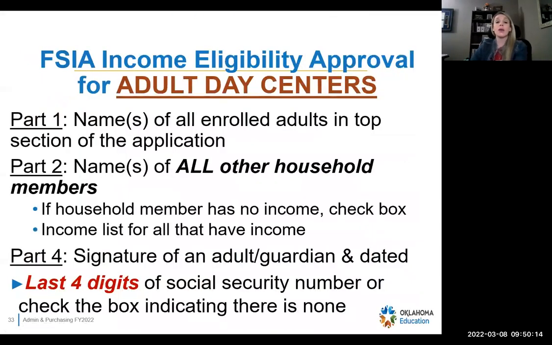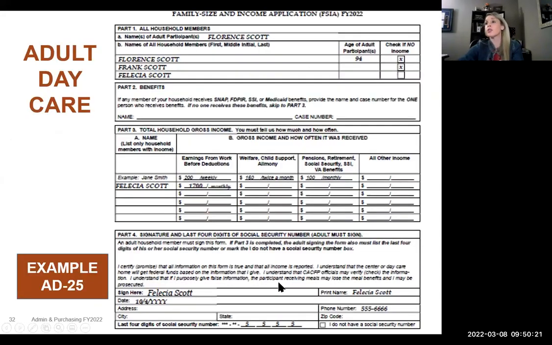If there is income, they have to put the last 4 of their social. And then again, they do have to check the box, in case you guys did forget, a lot of you did not. If they say, I don't have a social, they just mark this box. I do not have one, and it's on both applications.